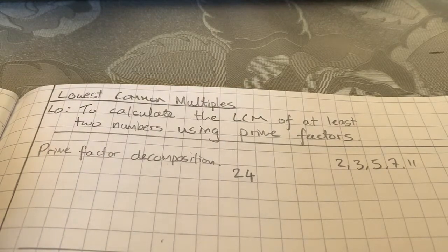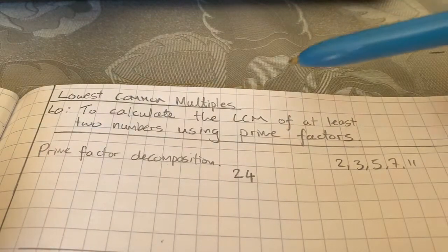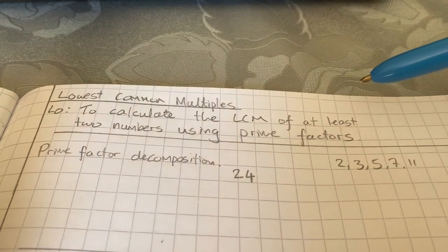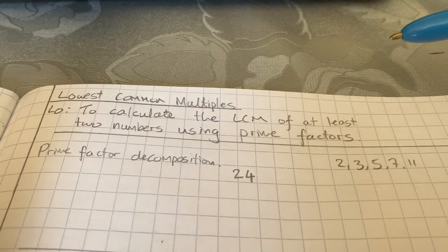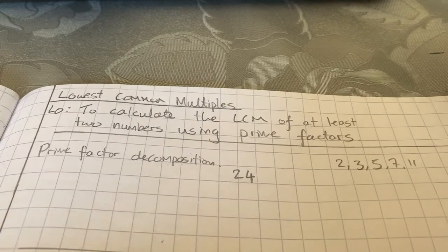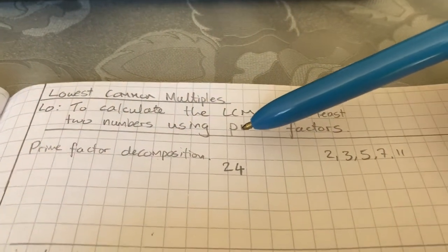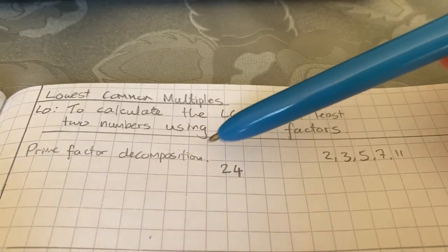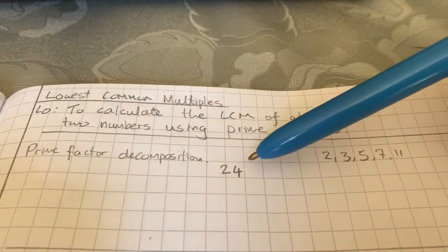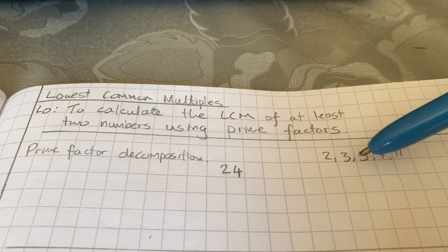This is going over calculating the lowest common multiple, or LCM, of at least two numbers using prime factors. Now, before we start, you need to know how to do prime factor decomposition, so writing something as a product of their primes. I'm going to do it with 24 quickly and show you an example.